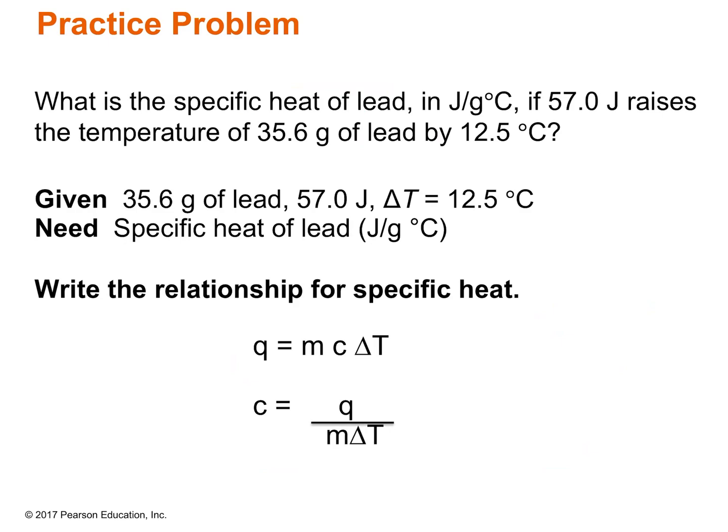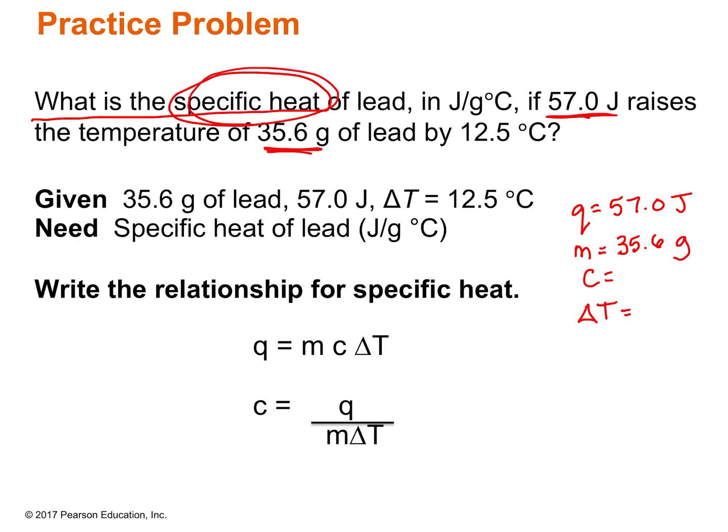Here's another one. This one says, what is the specific heat of lead in joules per gram degree Celsius if 57 joules raises the temperature of 35.6 grams of lead by 12.5 degrees Celsius? So again, we're going to outline our variables, Q, M, C, delta T. So Q, right, we're looking for joules, so that's here, 57 joules. Our M value is always in grams, so that's going to be here, 35.6 grams.